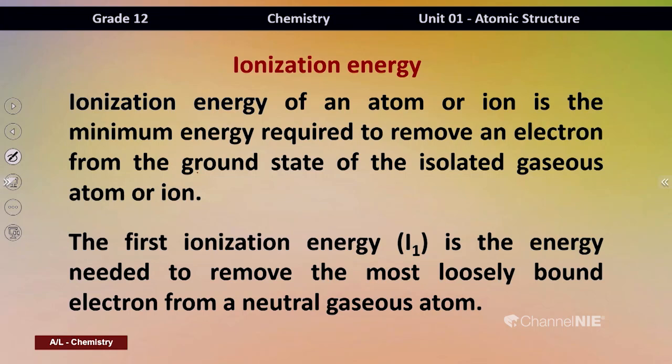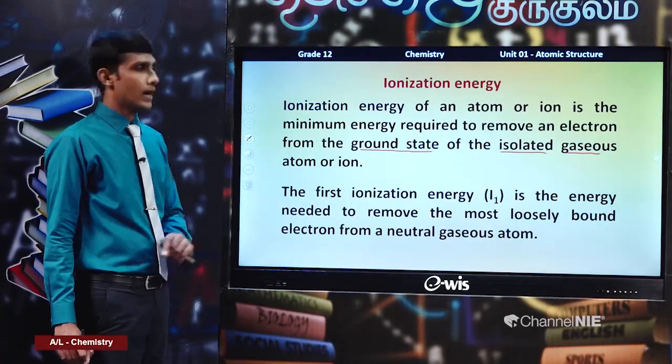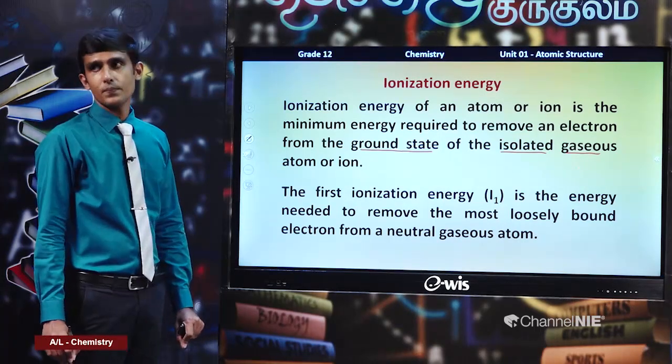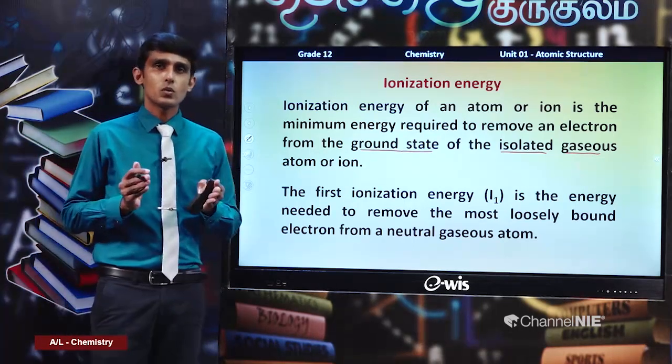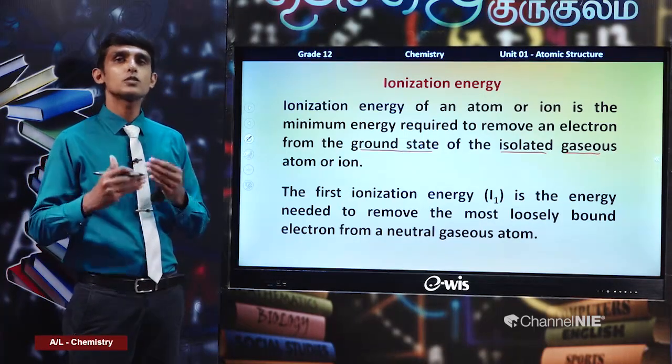So, ground state, isolated, gaseous. If you look at the definition of the first ionization energy, it is the energy needed to remove the most loosely bound electron from a neutral gaseous atom. There also you have to mention the isolated gaseous atom, to produce a unipositive gaseous ion. Unipositive gaseous ion.